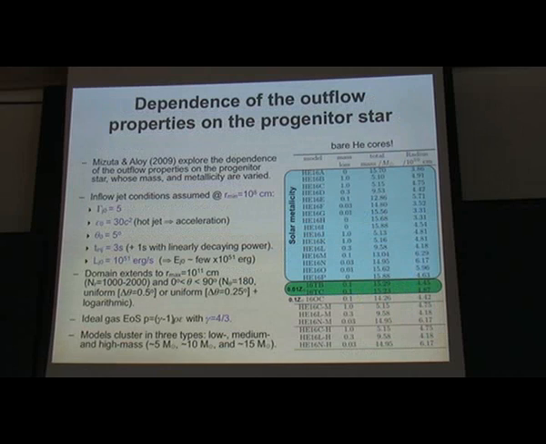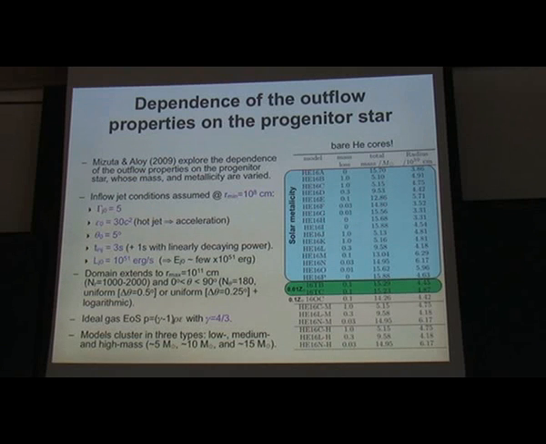Now, in the recent work that I have been doing with Akira Mizuta, we have explored a parameter range which was not explored so far, which was the dependence of the outflow properties on the kind of progenitor model that we have, basically with the mass and the metallicity of the progenitor.